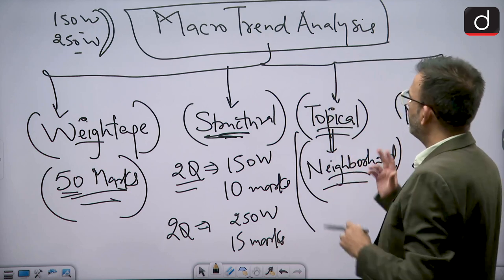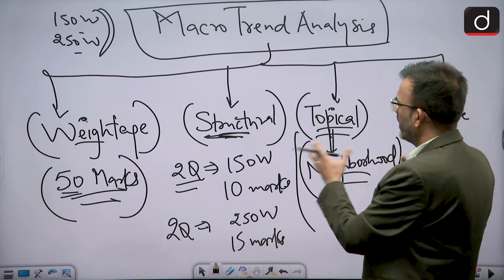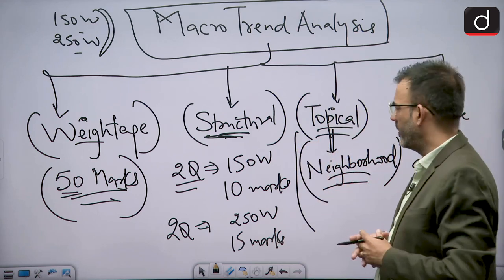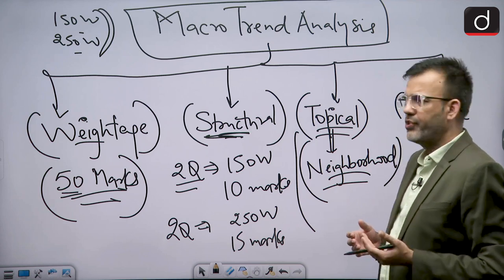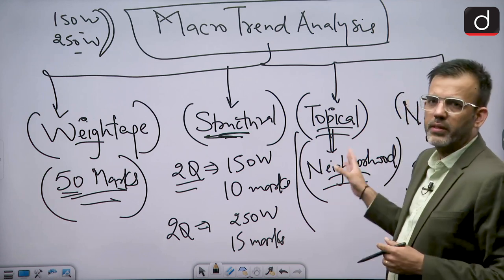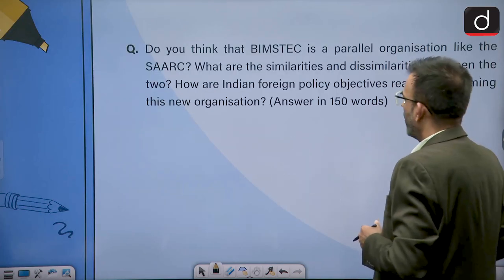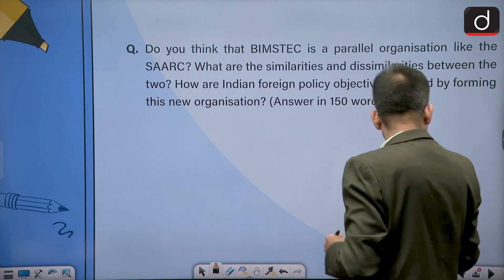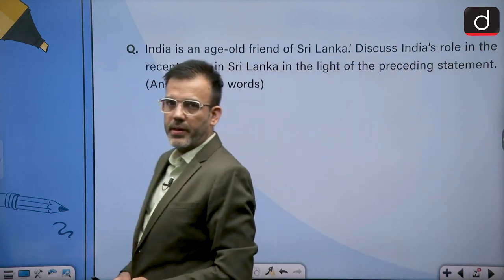So this way we can say that in macro trend analysis, mostly things are just what they were earlier. There is no major upheaval, no major change which we have witnessed in this year's exam. Now let's move on to the different questions which we have seen in this year's exam.